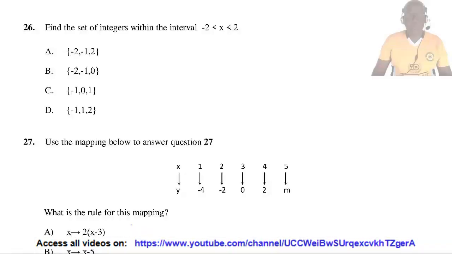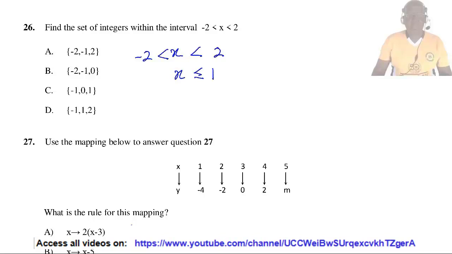Question 26. Find the set of integers within the interval where s lies between minus 2 and 2. That is, s lies between minus 2 and then 2. Now let us consider the right hand side. s is less than 2 means s cannot be equal to 2. The nearest integer closest to 2 within the range is 1. So s can be less than or equal to 1.